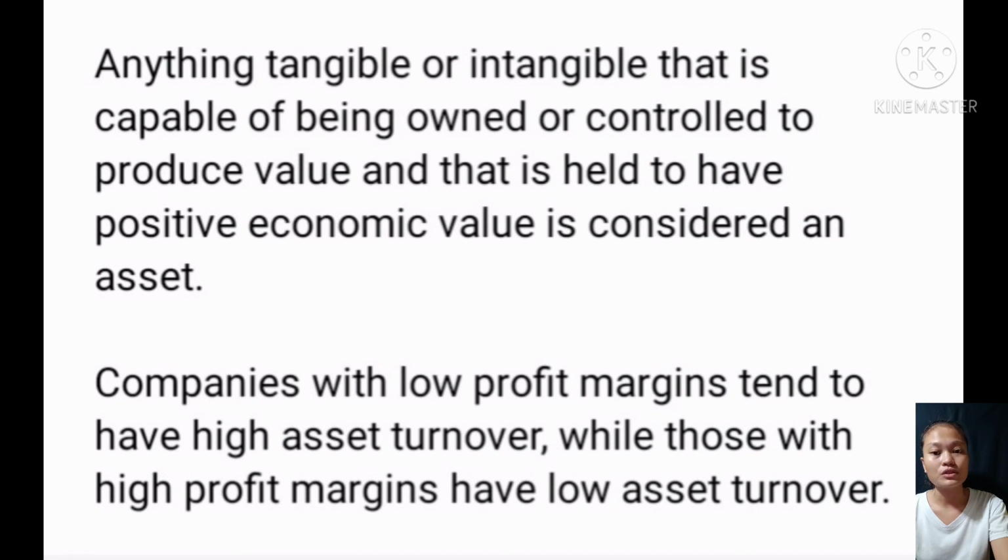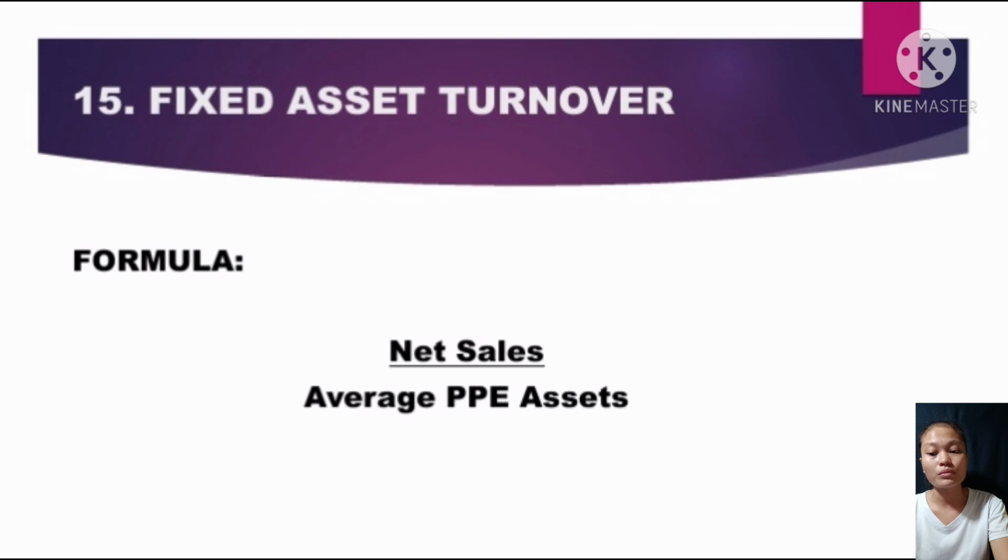Companies with low profit margins tend to have high asset turnover, while those with high profit margins have low asset turnover. Fixed asset turnover, or property, plant and equipment turnover. The formula is net sales divided by average PPE, or property, plant and equipment assets.